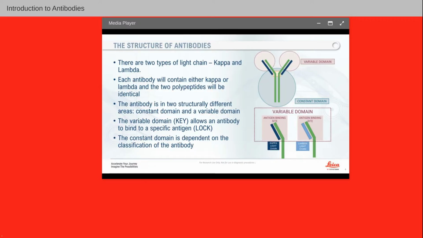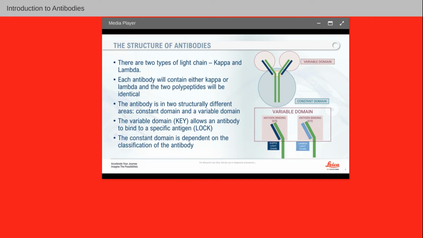There are 2 types of light chain, not 4. You've got kappa and you've got lambda. And generally, there's no functional difference between the 2. Now, antibodies will only ever have kappa light chains or lambda light chains. They'll not have one of each. And in humans, kappa chains are usually more abundant than the lambda chains, with a ratio of 2 to 1.